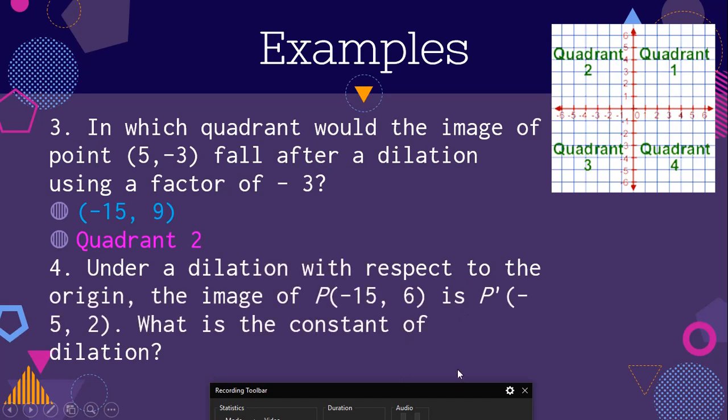In number 4, again, under a dilation with respect to the origin, so our multiplication rule works. The image of P is P prime. What is the constant of dilation? Basically, what is the rule?